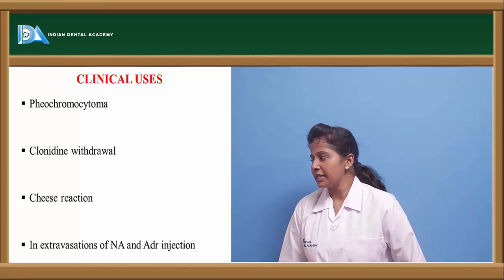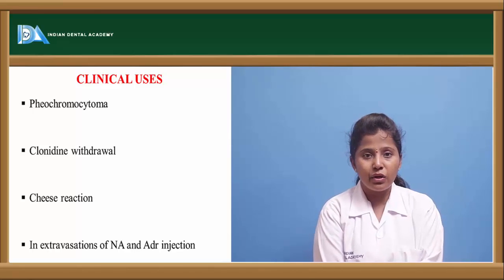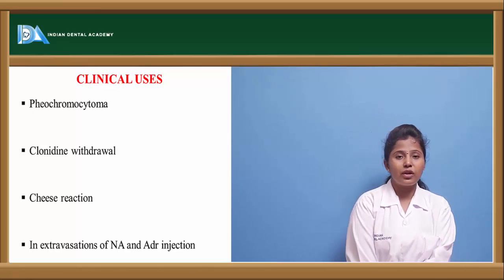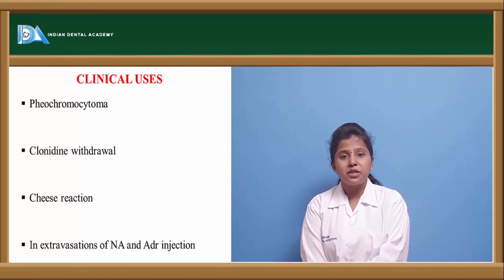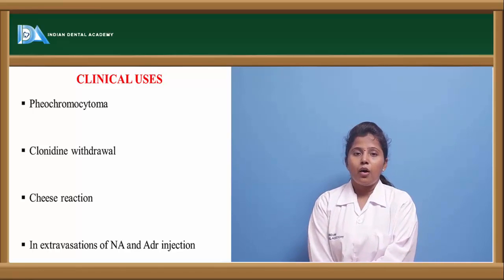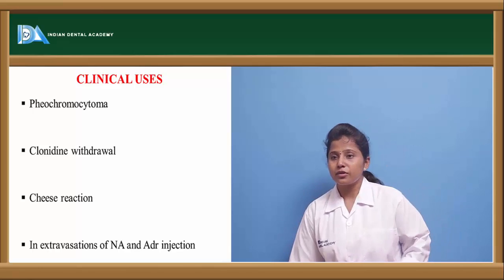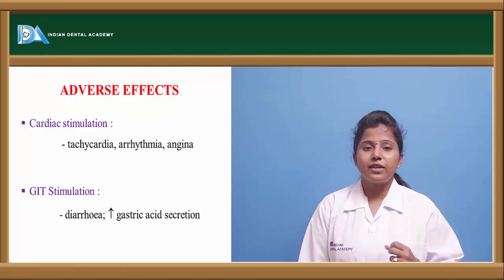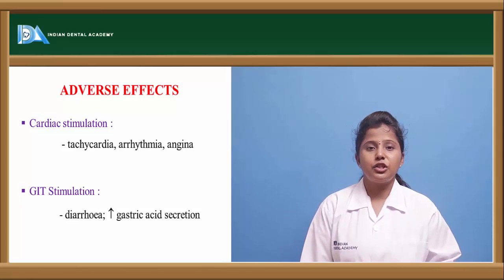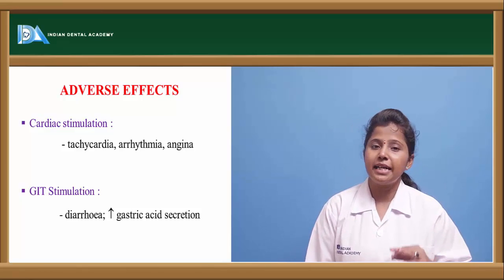And in extravasation of noradrenaline and adrenaline injection. When noradrenaline and adrenaline are given by the IV route, any side effects observed because of this route can be lowered to some extent because of phentolamine. What are these adverse effects? They are adverse effects on the cardiac system as well as the GIT. In the cardiac system, they are tachycardia, arrhythmia and angina.